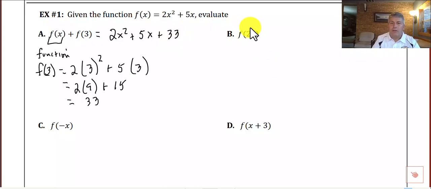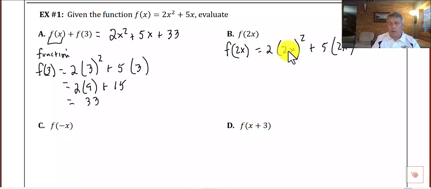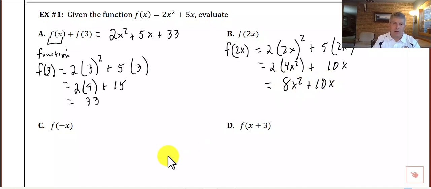Finding f of 2x, that just means take 2x and replace everything in the function that's x with 2x. So f of 2x is equal to 2 times 2x squared, 2x is replacing x, plus 5 times 2x. So we protect our input with parentheses, and we get 2 times 4x squared plus 10x, and that is equivalent to 8x squared plus 10x.